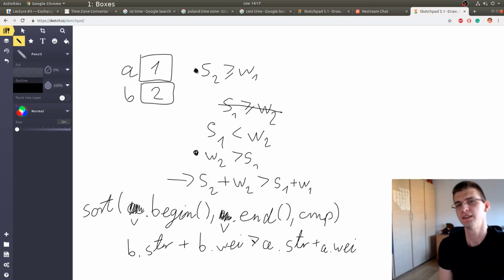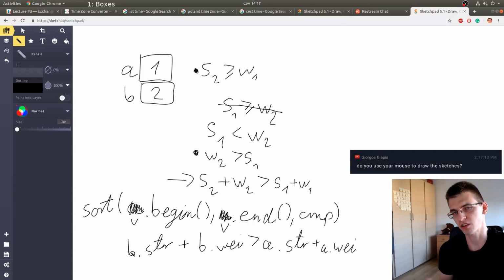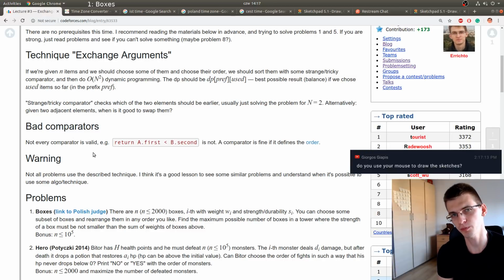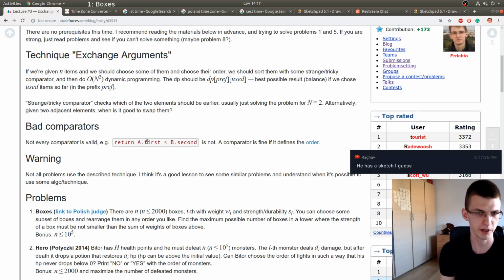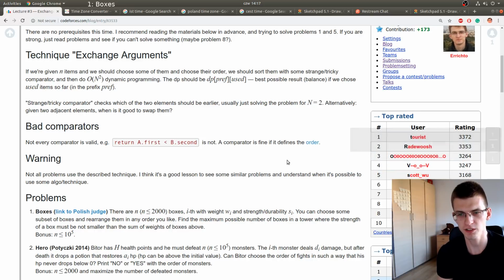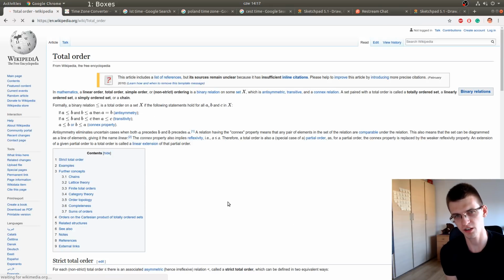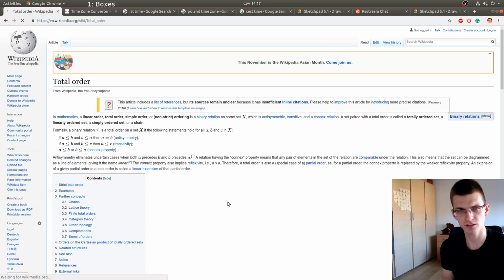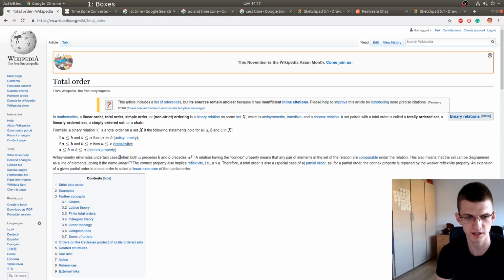So this will not always work, because a very important thing is that not all comparators are fine. So not every comparator is valid. For example, when we sort pairs, returning A first smaller than B second is not valid. A comparator is fine if it defines an order in mathematics. The order, as the name suggests, is the ordering of some elements that doesn't contradict itself. So it satisfies some conditions like transitivity.